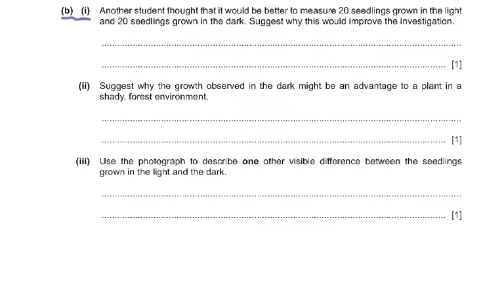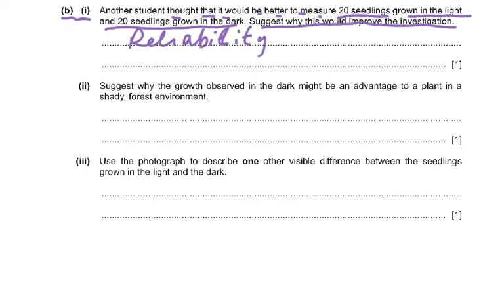And coming to the B part 1, another student thought that it would be better to measure 20 seedlings grown in the light and 20 grown in the dark. Suggest why this would improve the investigation. There's a very simple answer to that. It increases reliability. And I usually tell you to remember that repeat is to increase the reliability. So this would increase the reliability. Reliability means that the readings are reliable.